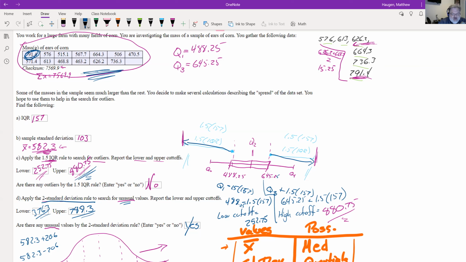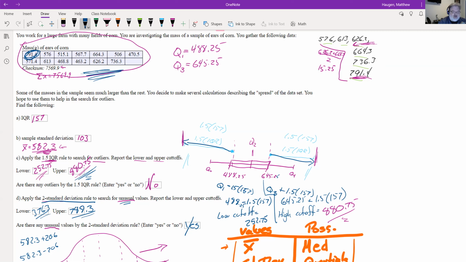So you can be like this 791. That's not an outlier because it doesn't fall outside the 1.5 interquartile range rule, but it is unusual because it does land outside of 2. So that's common to have happen. So it is something we want to be careful about.